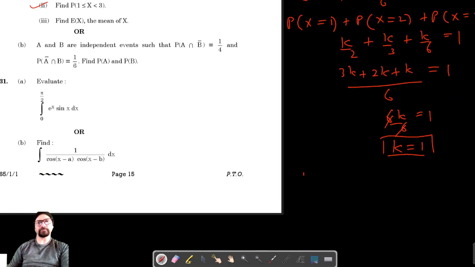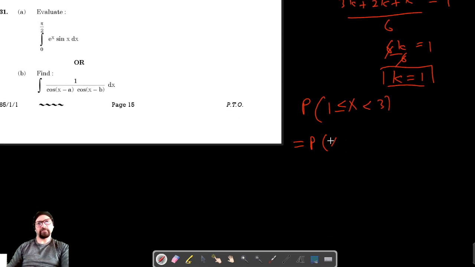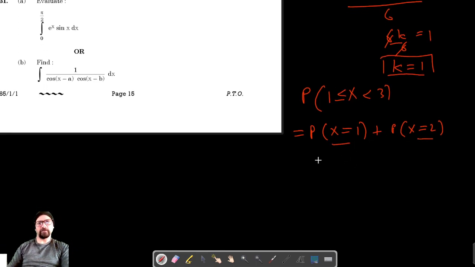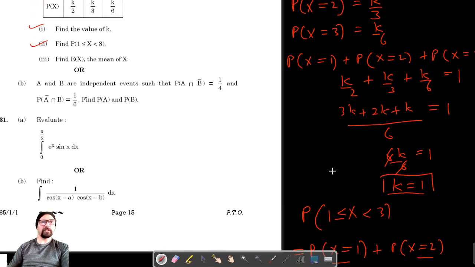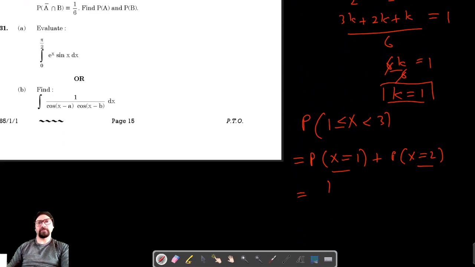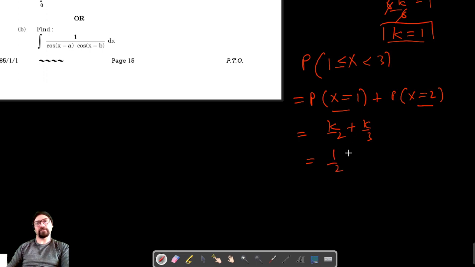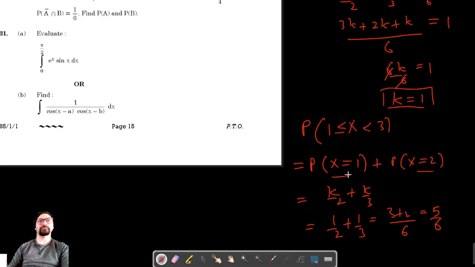We have to find the probability of random variable x when it is greater than or equal to 1 but less than 3. So this means that we have to find the probability when the random variable is equal to 1 plus the probability when the random variable is equal to 2. These are the values between 1 and 3 with 1 included, and the probability of x equal to 1 is k by 2. So this is k by 2 plus k by 3, and the value of k is 1. So this is 1 by 2 plus 1 by 3.